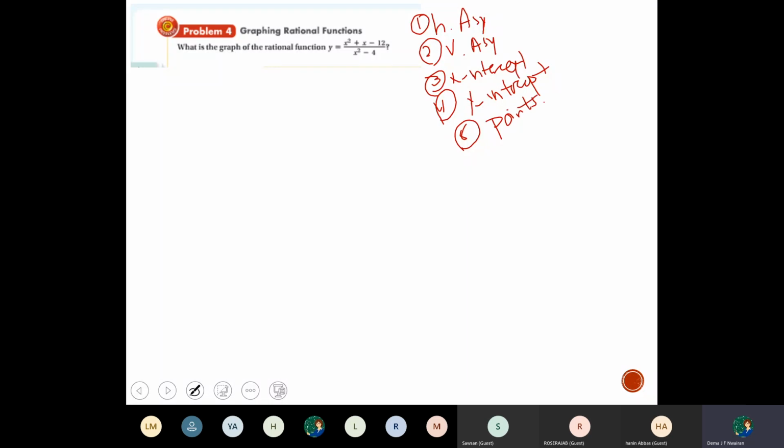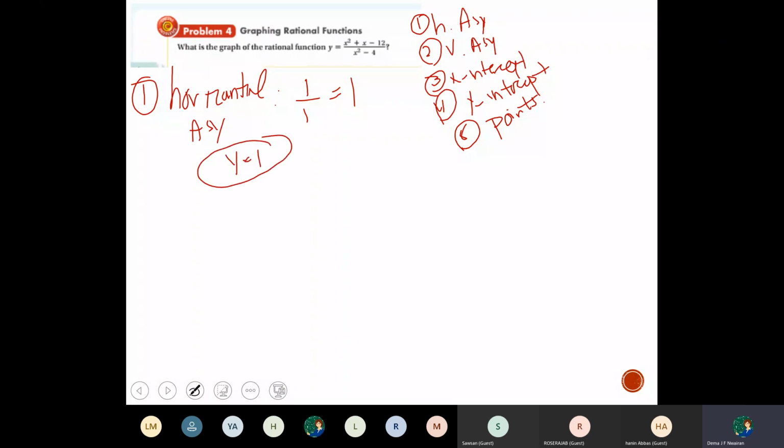Let's start with my function. My function is x squared plus x minus 12 over x squared minus 4. Look at how to find the horizontal asymptotes. Before that, I will ask myself, is the degree of the numerator equal to the degree of the denominator? Yes. So because of that, I will ask, what are the coefficients? 1 and 1. So at y equals 1, we have the horizontal asymptote.